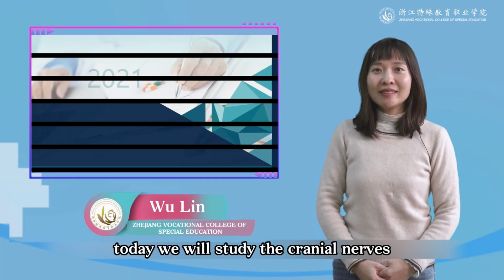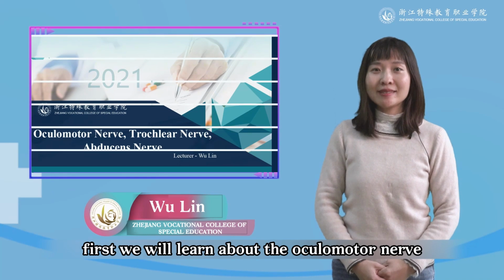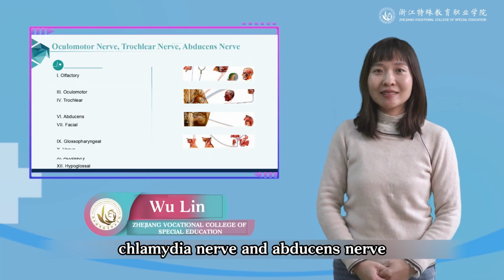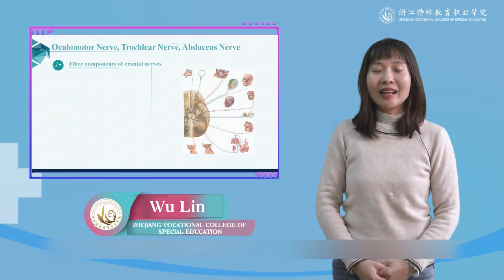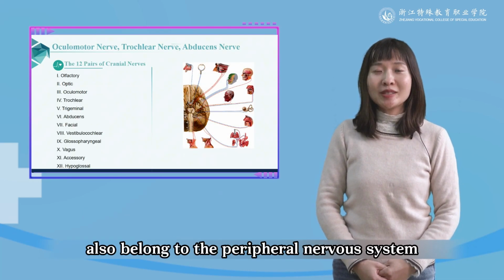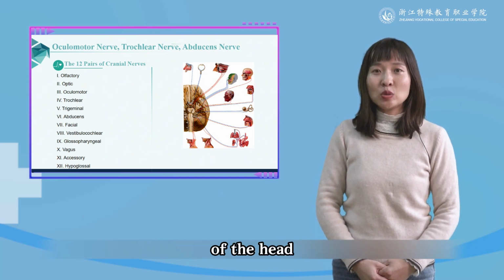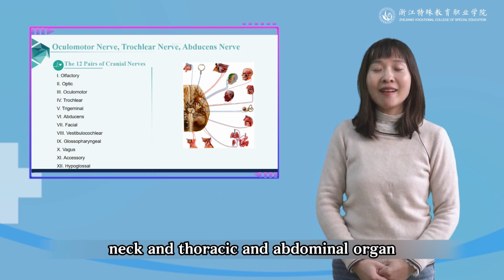Class, today we will study the cranial nerves. First, we will learn about the oculomotor nerve, trochlear nerve, and abducens nerve. Cranial nerves also belong to the peripheral nervous system. They connect the brain to the receptors and effectors of the head, neck, and thoracic and abdominal organs.